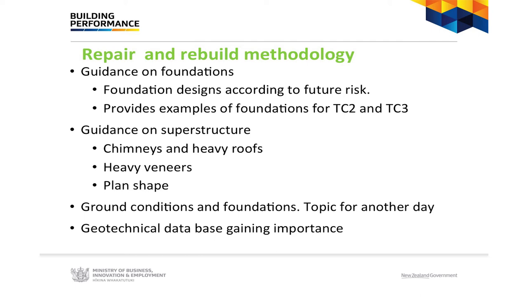The chimneys and the heavy roofs: there's guidance in there about replacing chimneys and what would be a suitable lightweight design for a replacement chimney. There's advice in there about taking heavy roofs off. And usually you can see the houses where that's needed because the house is well and truly settled, particularly around the ring beam in a type 2 foundation. If that's gone down quite a long way and the centre of the house hasn't, then you know you've got a weight problem that needs serious attention.